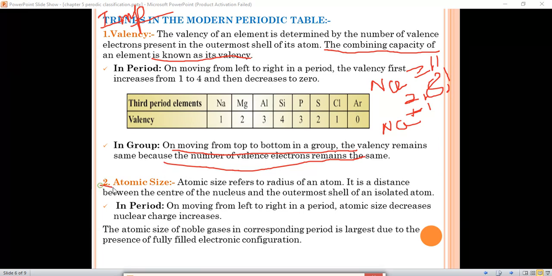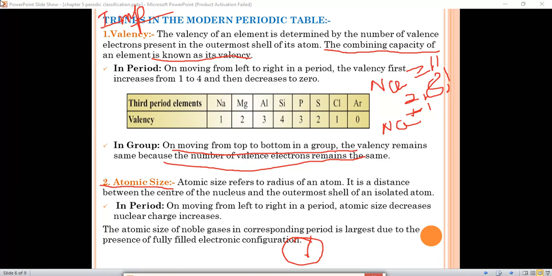Our next topic is atomic size. Next trend, we have to read about the atomic size. Atomic size is the distance between the nucleus and the outermost shell, the radius. Atomic size refers to the radius of an atom. It is the distance between the center of the nucleus and the outermost shell of an isolated atom. Suppose this is our nucleus, and this is our outermost shell. So atomic size is the distance between the nucleus and the outermost shell.